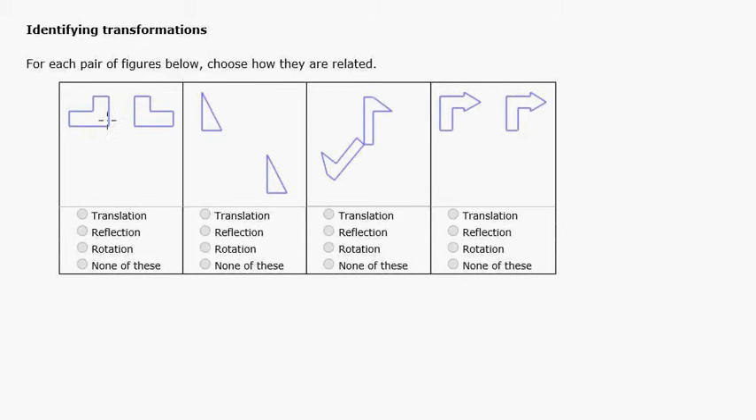In this video, we're going to look at identifying transformations. But really, I think we're going to go beyond that. We're going to look at these shapes and decide what kind of transformation it is. Is it what we call a translation, a reflection, or a rotation, or none of the above?